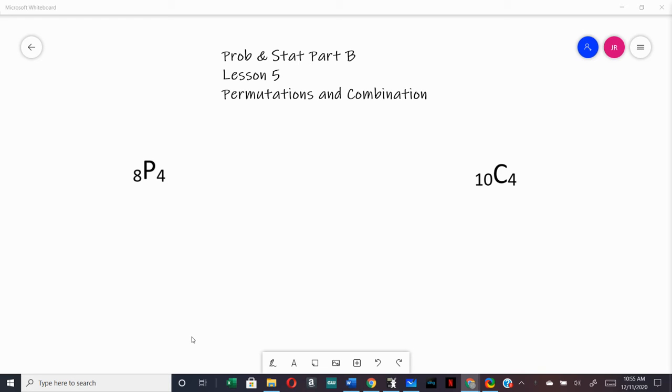This is Mr. Rowe. We're looking at Prob Stat Part B. This is lesson 5, and I'm going to show you how to do a permutation and a combination. So real quick and real easy. These are real simple processes. I'm going to show you how to do it with a calculator and without a calculator. That way you can verify your answers.